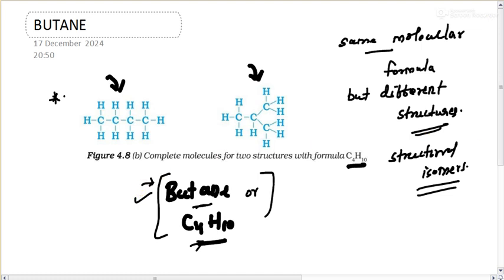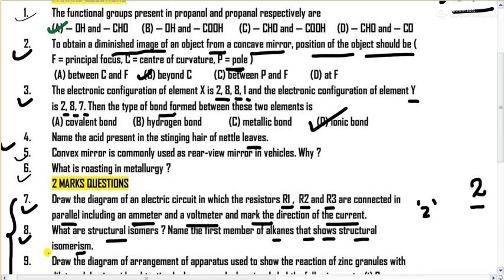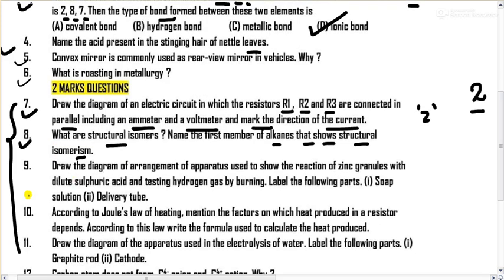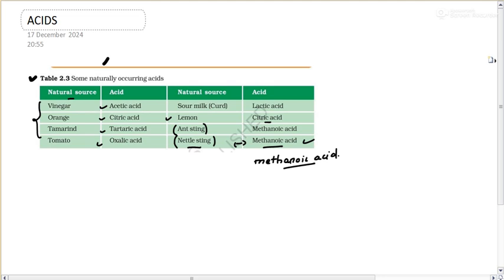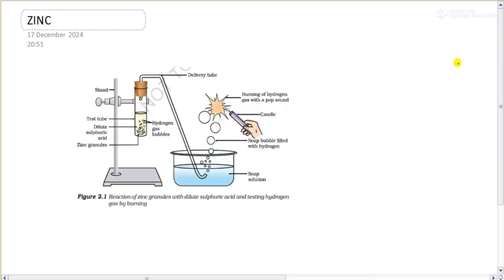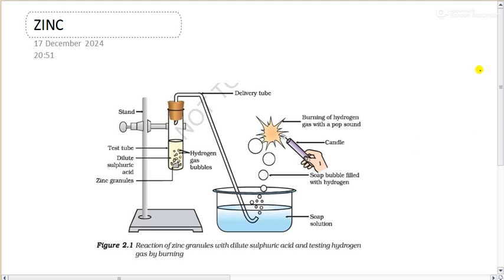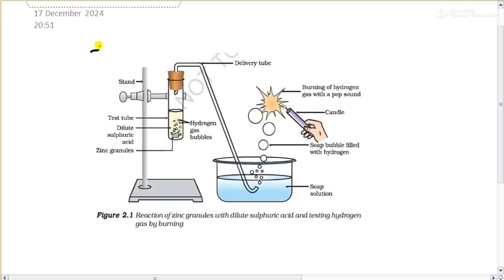Okay. Coming to the next question, question number 9. Again, it's a diagram. The question is, draw the diagram of the arrangement of apparatus used to show the reaction of zinc granules with dilute sulfuric acid and testing hydrogen gas by burning. Label the following parts: soap solution and delivery tube. So this is the diagram. It's there in your textbook as well. You can refer to that and draw.